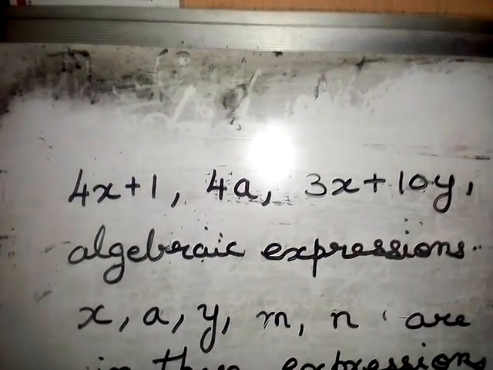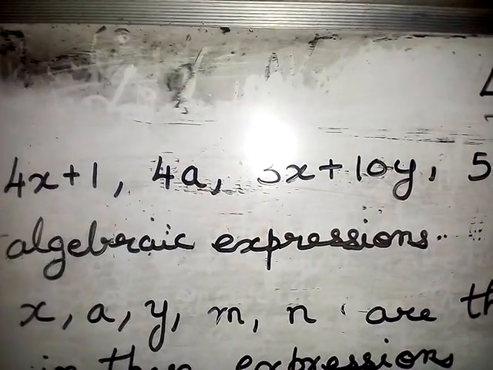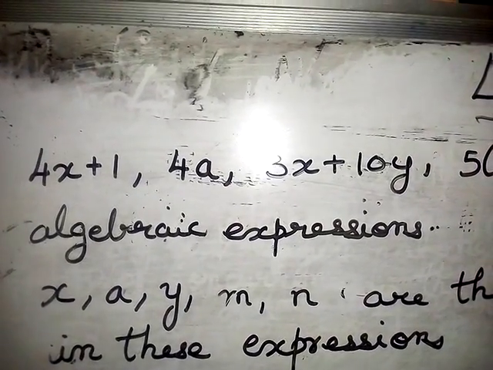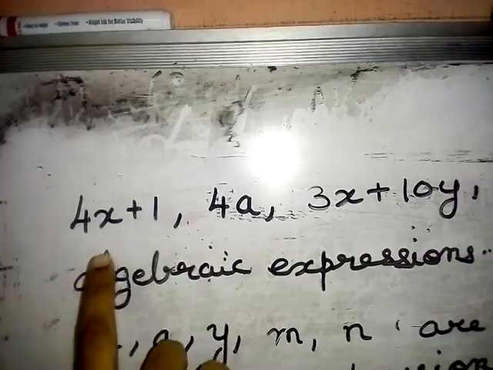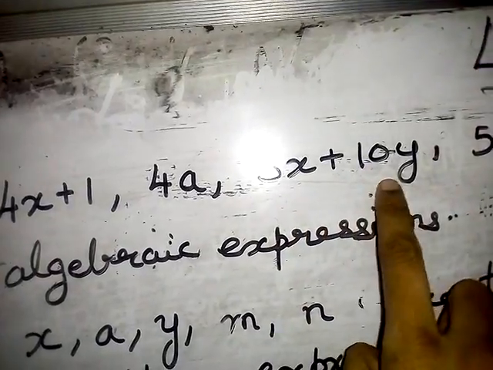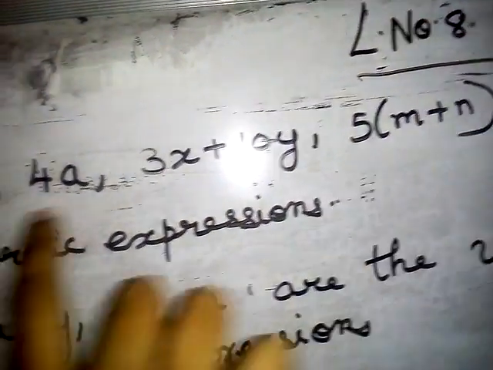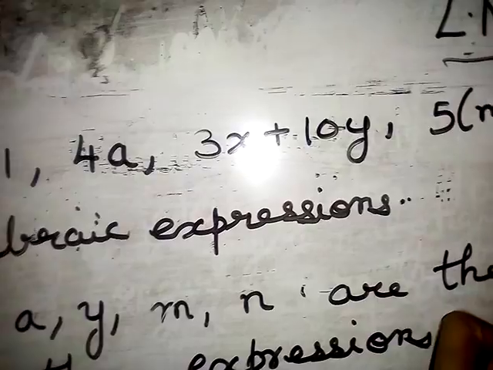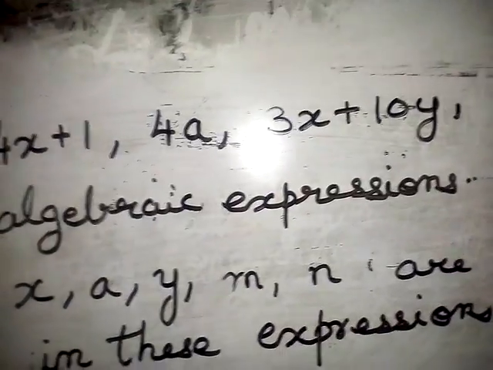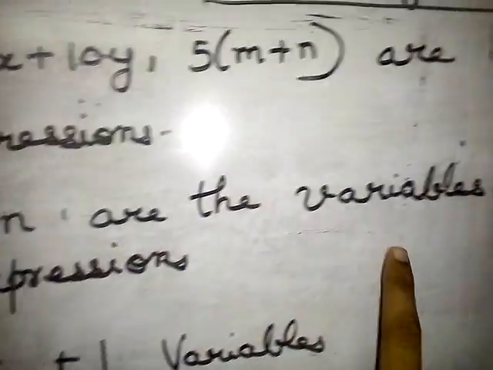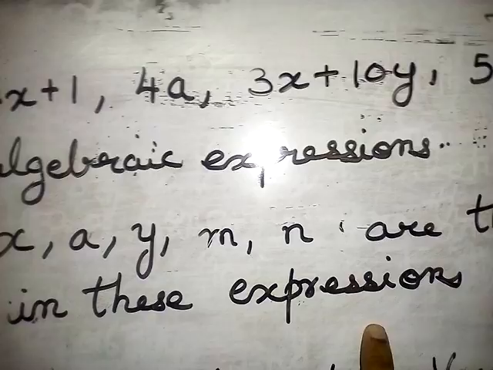Now the variables are x, a, y, m, n. These are the variables in these expressions. Look here: 4x plus 1, 4a, 3x plus 10y, 5 in bracket m plus n. You have the variables x, a, y, m and n. Variables means, in other words, alphabets.